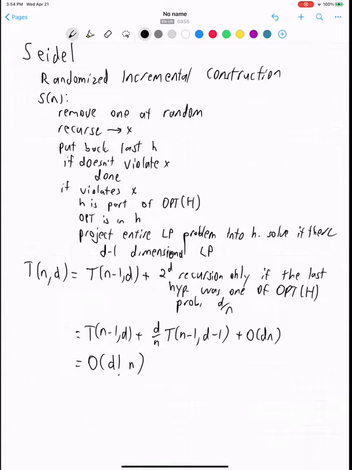So no more fancy sampling theorem. All we're using is the fact that when you throw out a random hyperplane, there's a d out of n chance that it is the optimum one. Or that it is part of the optimum.